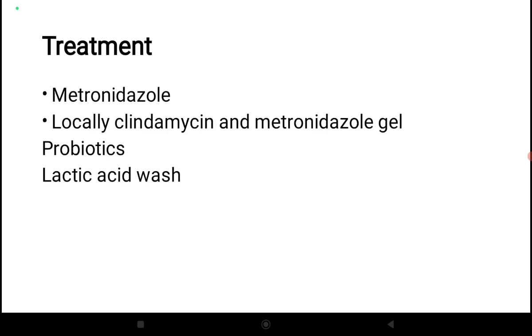The treatment of bacterial vaginosis includes metronidazole as the drug of choice. Metronidazole 400 mg thrice a day for 5 to 7 days is the drug of choice. Locally, clindamycin and metronidazole gel can be used. Probiotics are given to increase the number of lactobacilli in the vagina. Lactic acid wash is done to maintain the pH of the vagina to prevent recurrence.